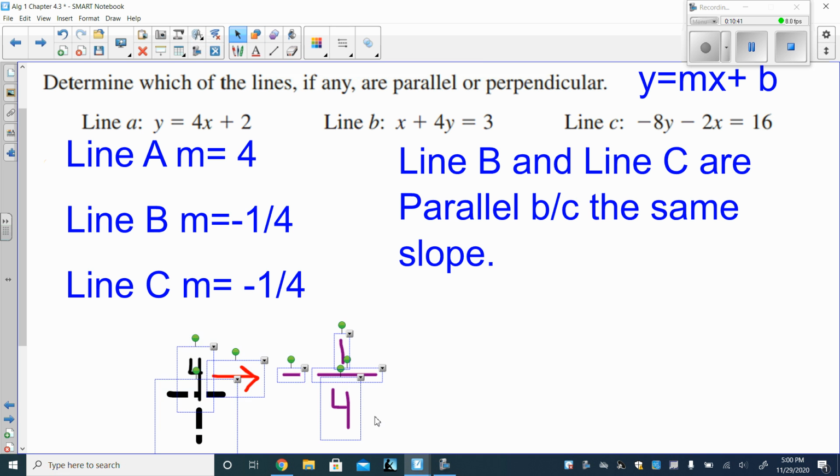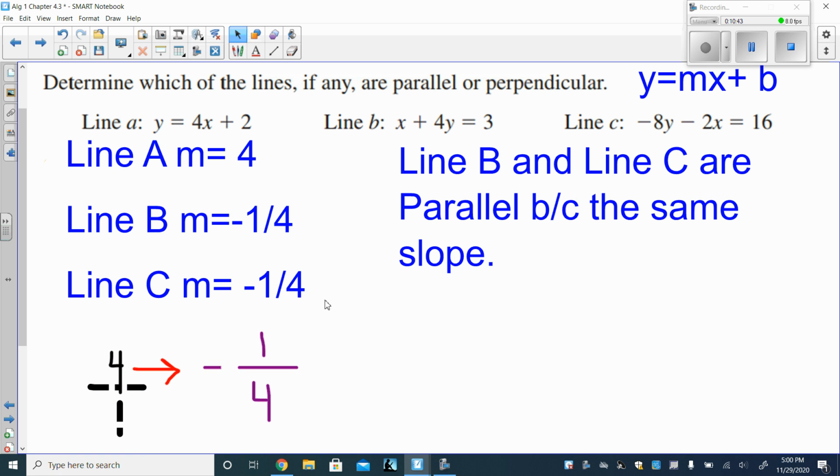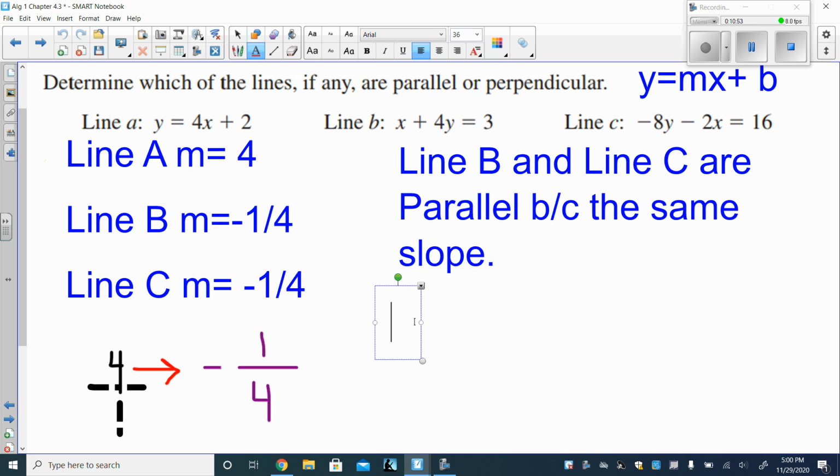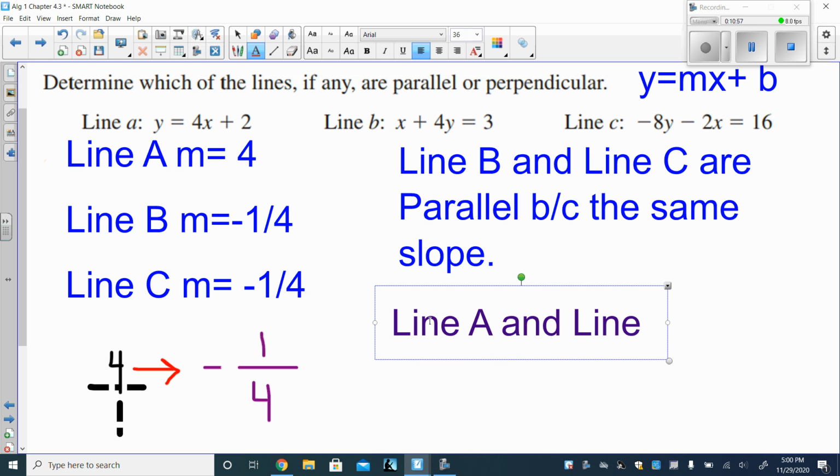Well, hey, don't we have two slopes that are negative 1/4? Well, we do. B and C. So what that means for us is that line A and line B are perpendicular.